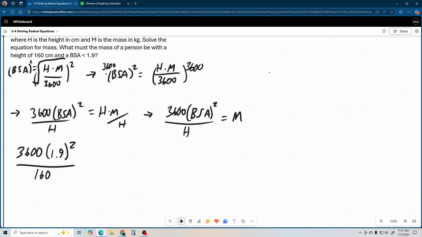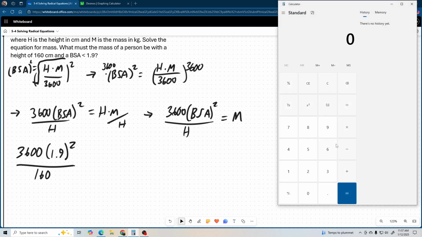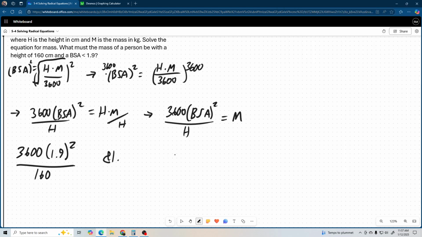If you were doing this on your calculator, if you have a better calculator you could probably plug this all in. But I would do the 1.9 squared first, and you get 3.61. Now it's just a matter of numbers. It's 3.61 times 3,600. Take that answer, divide it by 160, and you get 81.225. So 81.225 equals the mass.